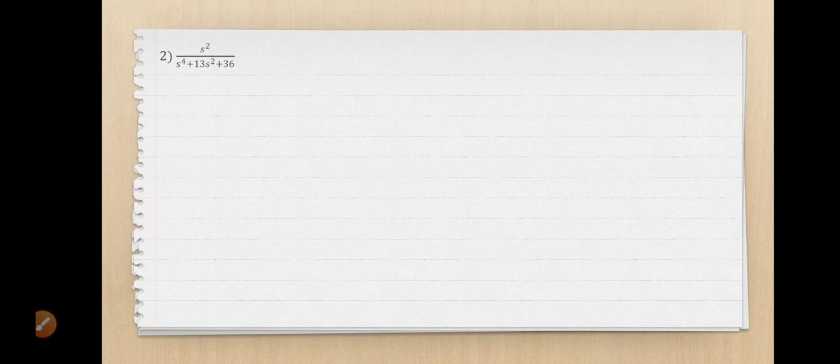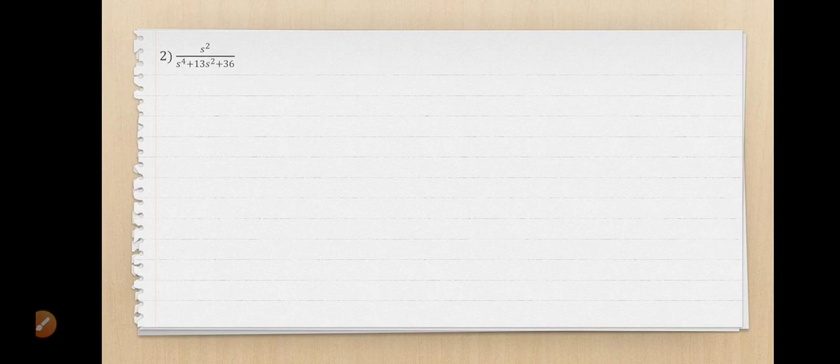s square upon s raised to 4 plus 13 s square plus 36. This example is very similar to the first solved example, only the numerator changes. In the first example, we had numerator as 1 and here we have numerator as s square. We will see what will be the difference in the answer because of this numerator.